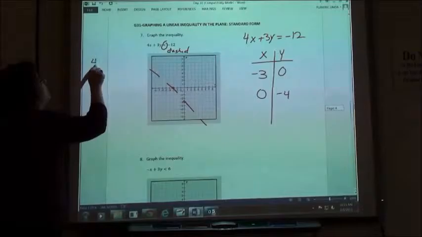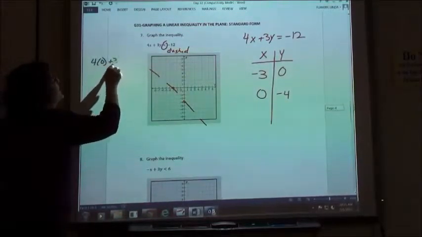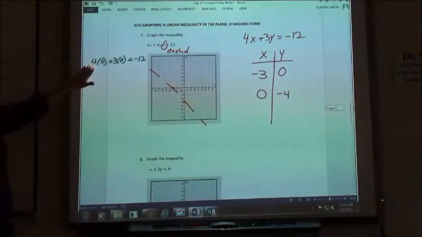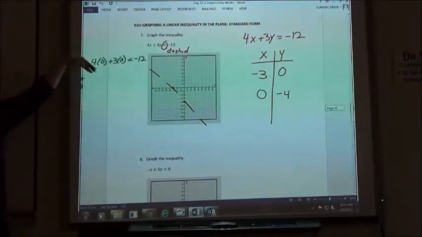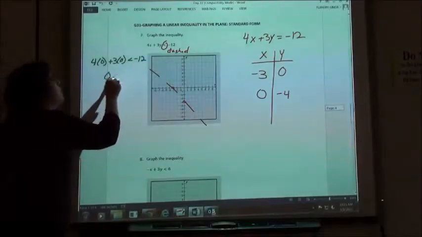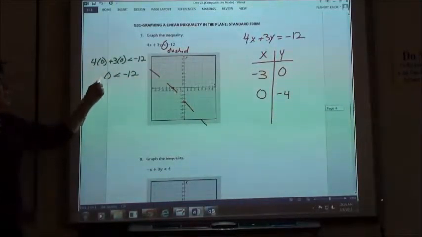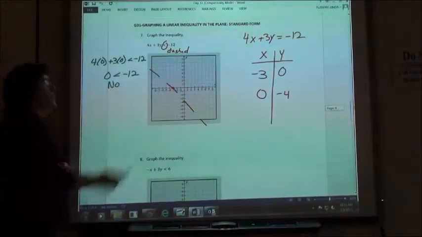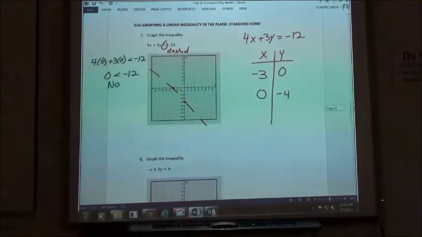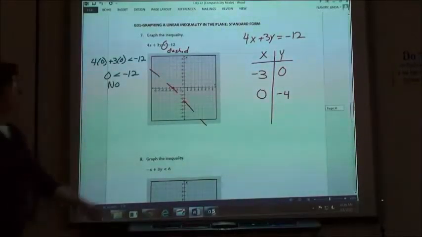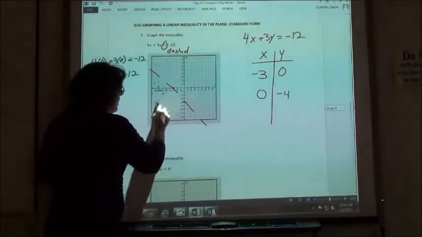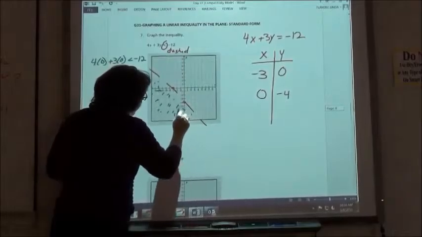What I'm going to do is I'm going to put 0 in for x and 0 in for y, and then see if I have a true statement or not. Well, if both of these two things are 0, it makes that whole side 0, right? Is 0 less than a negative 12? Is 0 less than a negative number? It's not, right? 0 is bigger than a negative number. So that means I'm not going to shade the 0, 0 side. I'm not going to shade this side. That means I have to shade this side. So I end up shading below my line over here.